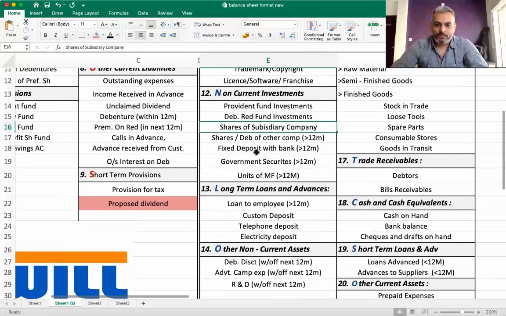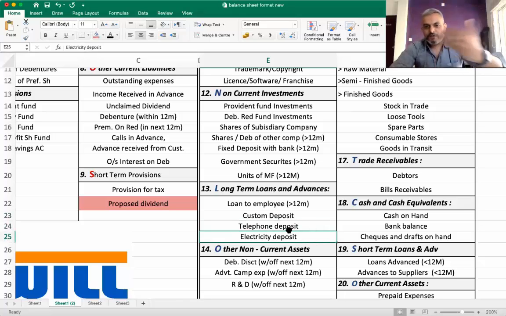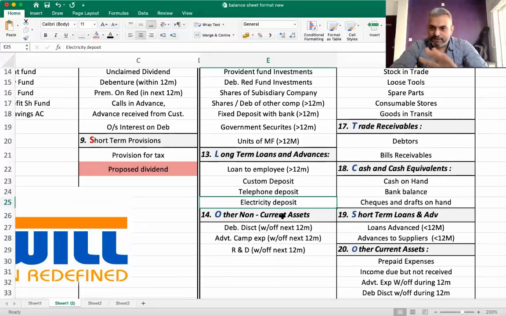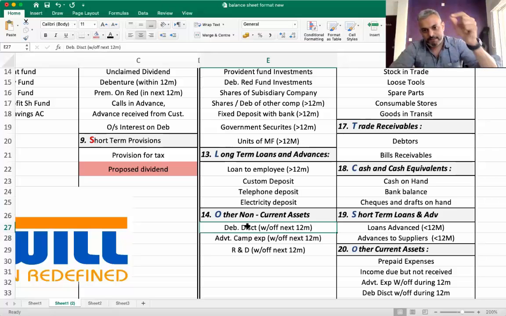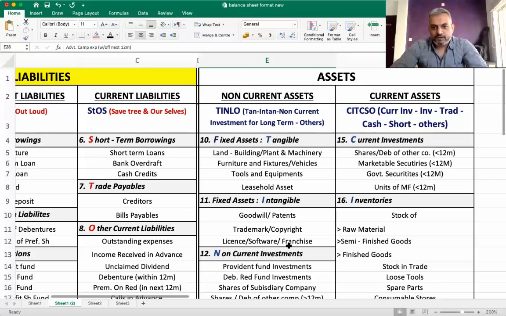Then long-term loans and advances. You have given loans for a longer period of time, like loan to employee, customs deposit, telephone deposit, electricity deposit, which is for a longer period of time. Other non-current assets. So everywhere there is this other. See, it is very interesting. Debenture discount. You remember we used to debit discount on debenture account, which is to be written off. If it is to be written off for more than 12 months, then it will be over here: debenture discount, advertisement expense, and research and development written off in the next 12 months or more than 12 months. So this is TINLO, that is fixed asset, tangible, intangible, non-current investment, long-term loans, and others.